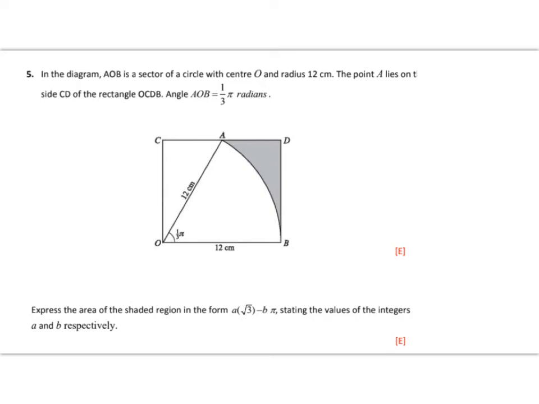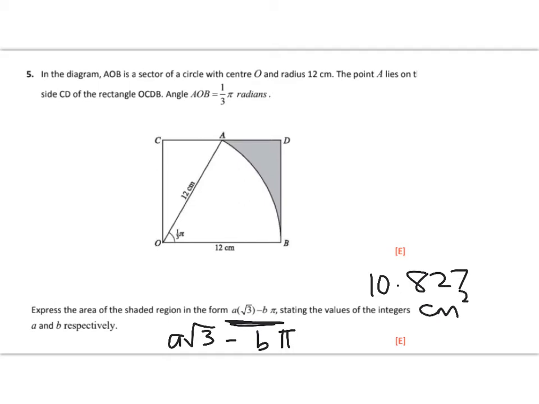This is question 5 from the revision sheet we've given you on EWC with the merit and excellence questions to have a go at. This question is one where you have to find the area of the shaded region, but you have to give it in a particular form, and this is it down here. So we want to find something root 3 minus b times pi. That tells you right at the start of the question that you don't want to end up with a number like this. We don't want a rounded number, we want exact values.